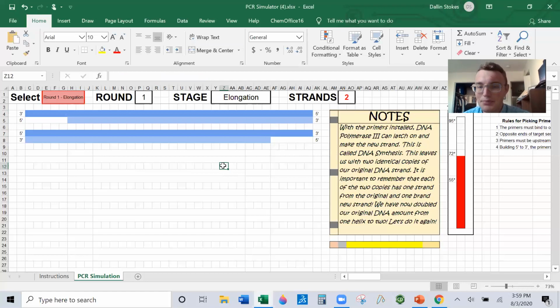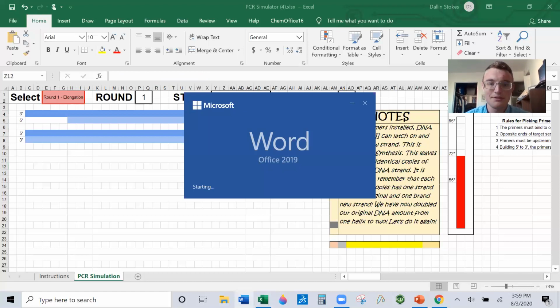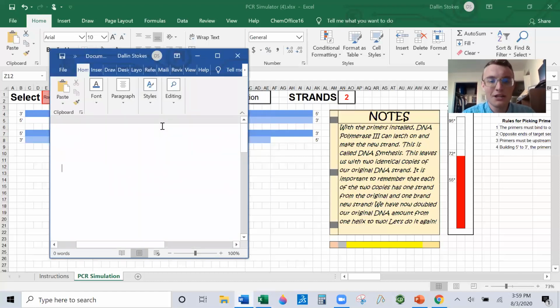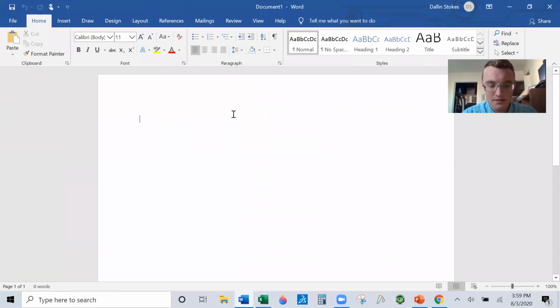The other thing that's important to know about elongation is, in addition to adding the DNA polymerase, we add in these little pieces called dNTPs. And let me even pull up a little Word document and address those. So we add in these little pieces called dNTPs. Now the dNTPs, it's an acronym, as you might suspect. We love our acronyms in science, so get used to it.